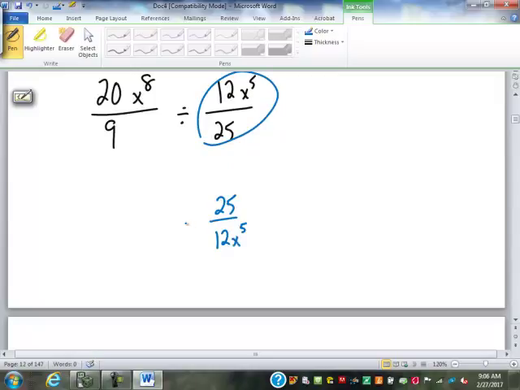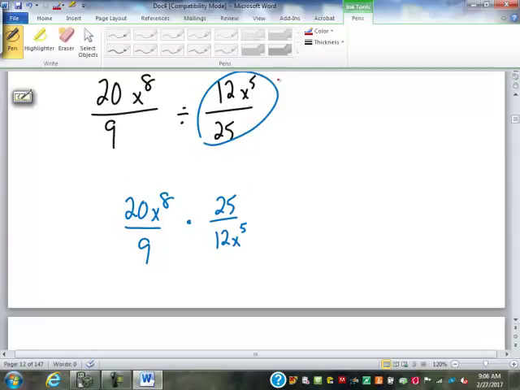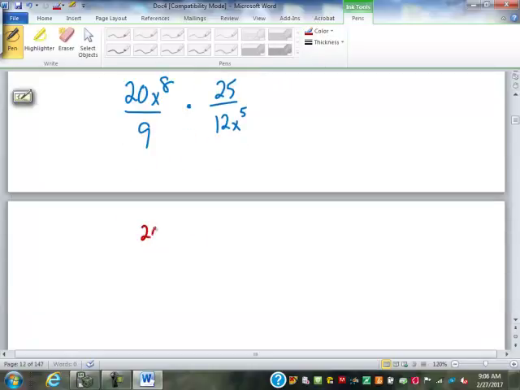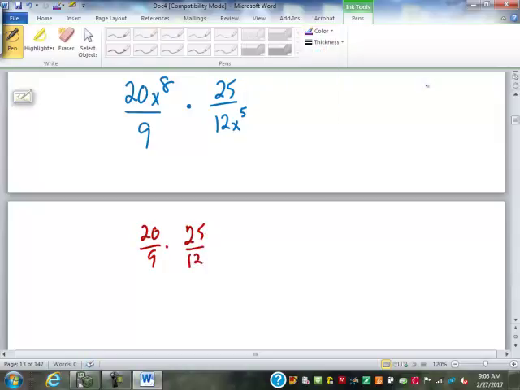Perfect. We take the reciprocal of the second one. The first one does not change. Then what? Take out the numbers. So we got 20 over 9 and 25 over 12. And then, perfect. The 20 and the 12 both divided by 4 to give me 5 and 3. That's it for reducing, it looks like.